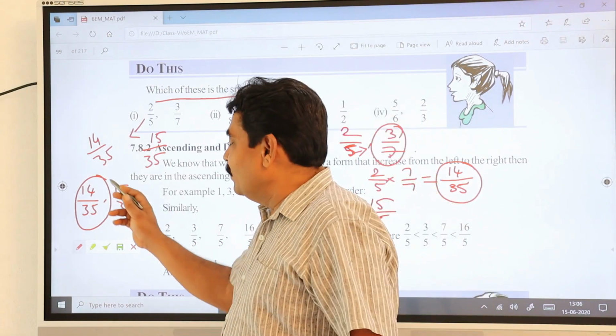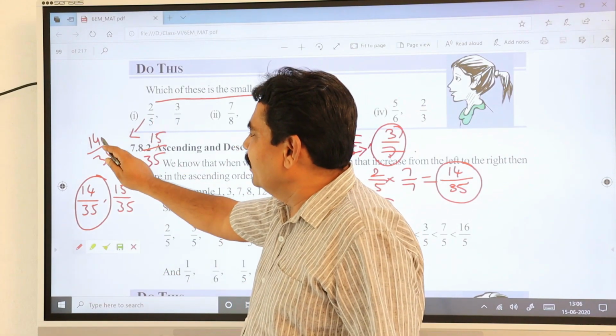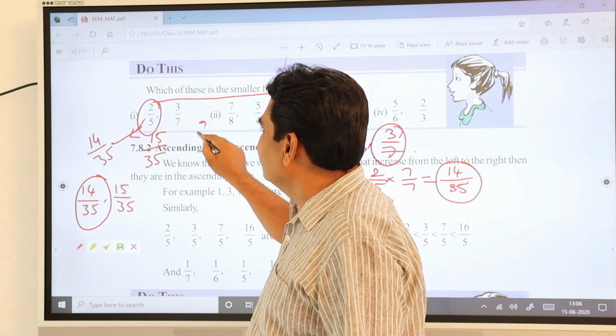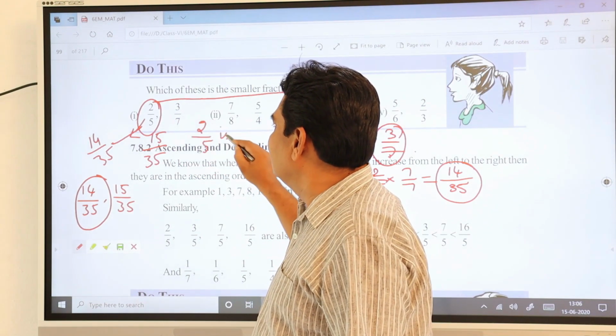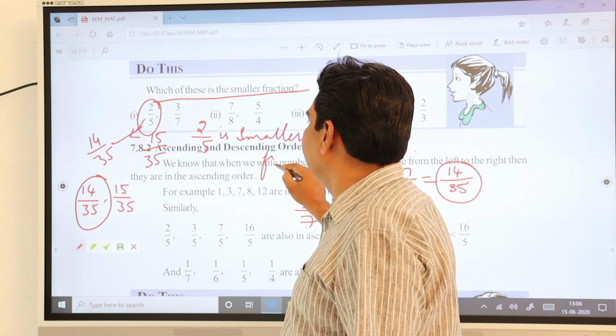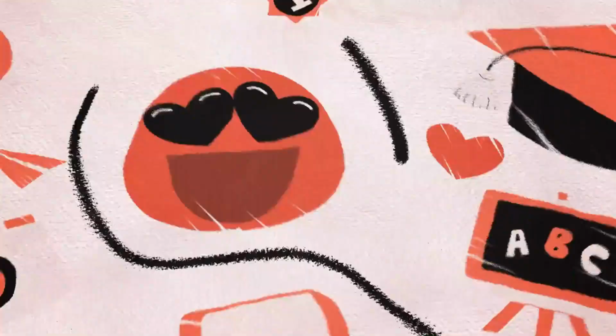What does 14 by 35 represent in the question? 14 by 35 represents 2 by 5. So you write down the answer: 2 by 5 is the smaller fraction. Remember, in this way you are going to explain.